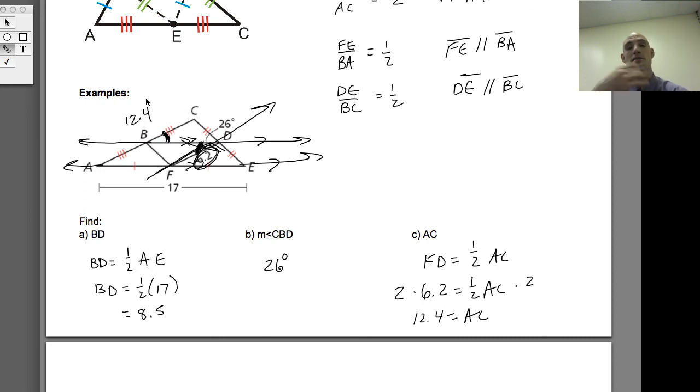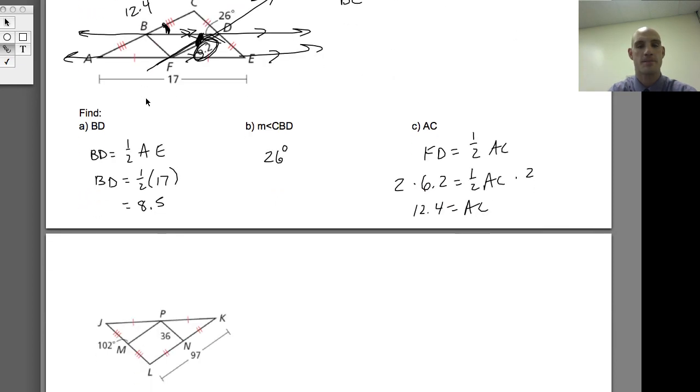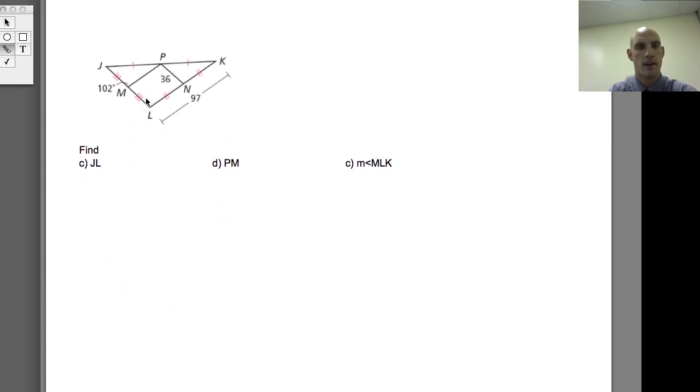That's all there is to it, guys. The midsegment theorem: they are half as long and parallel to those bases. So why don't you try this one? Go ahead and see what you can do with it, and we'll see you next time.